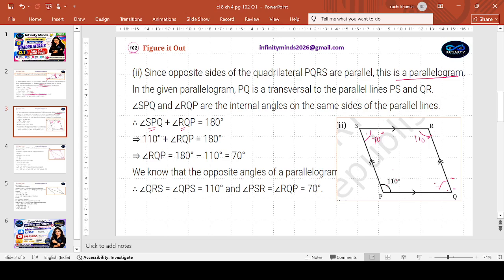Coming to this, angle P plus angle Q is 180 degrees. This comes out to be 70 degrees. From there, we are getting the value of Q. We know that opposite angles are equal. Once you have this would be 70, this would again be 110. That's the answer shared, and the rest I have also explained verbally.